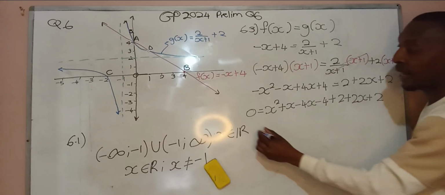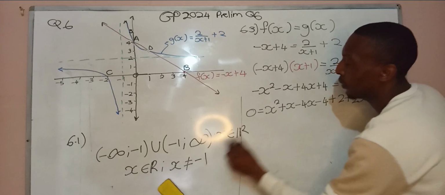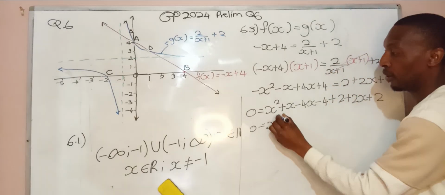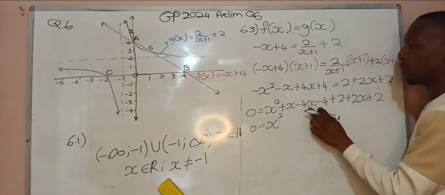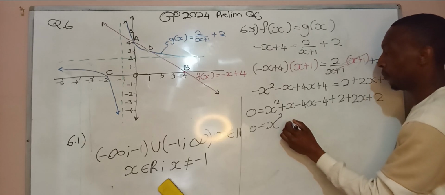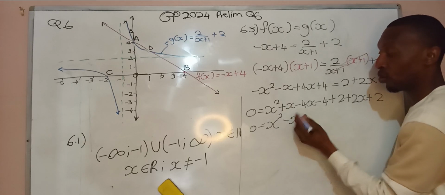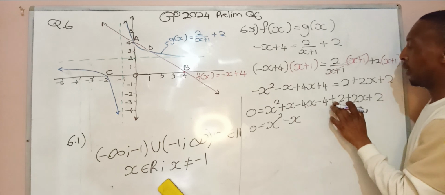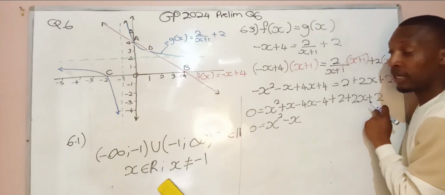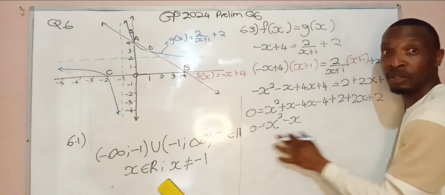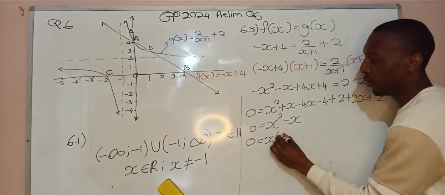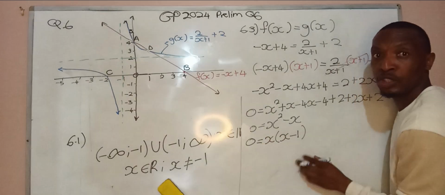Okay, let's add like terms. 0 is equal to x squared. 1 minus 4 is minus 3, plus 2 is minus 1, minus 1x. And then let's add the constants. That's minus 4, plus 2 is minus 2, plus 2 is 0. So this is what we're left with. Factorize now. I'm taking out the highest common factor, which is x.